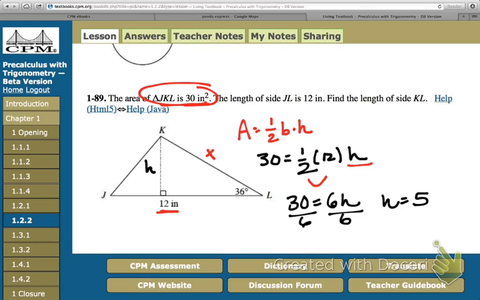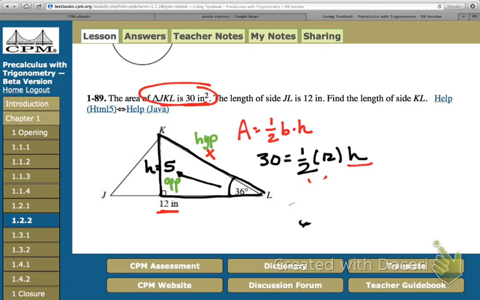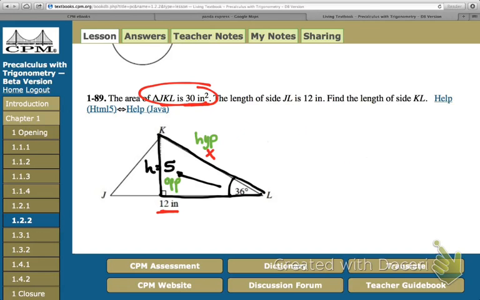Now, if we fill this in, we know this is 5. How does this help us? Well, now if we look at this right triangle, we have an angle, and we have a side opposite and the hypotenuse. So we can use trig here. We have our opposite side and we have our hypotenuse. So we're going to use our trig ratio of sine, since we have O and H.